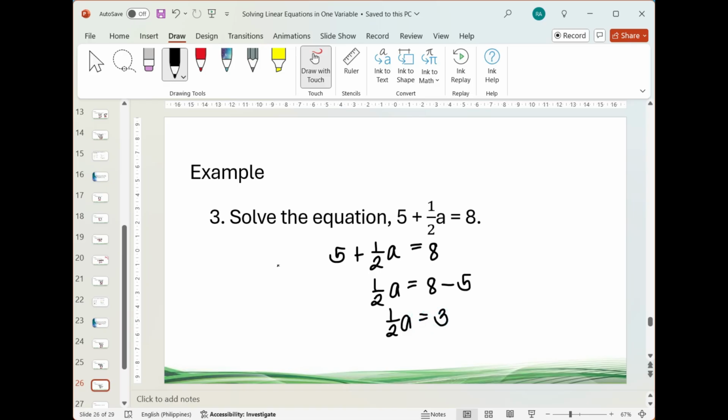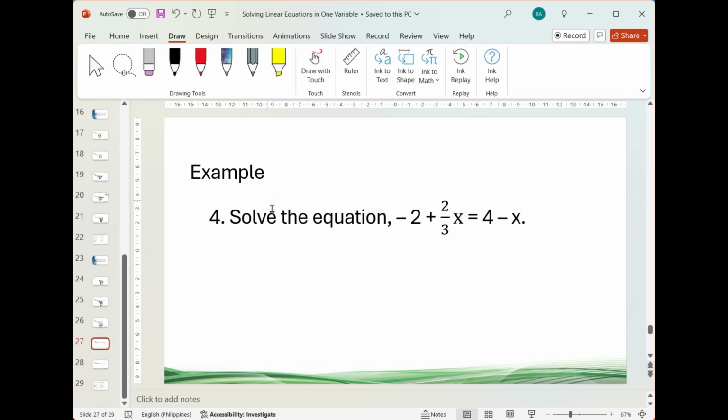So, paano natin ma-eliminate si 1 half dito? So, sa dati natin ginagawa, dahil fraction to, ita-times natin ang magkabilang side ng equation ng reciprocal ni 1 half. So, what's the reciprocal of 1 half? That is 2. So, times 2 ka sa left, times 2 ka rin dito sa right side. So, 2 times 1 half is 1. So, ang matitira mo dito is A. 3 times 2, that is equal to 6. So, therefore, A is equal to 6.